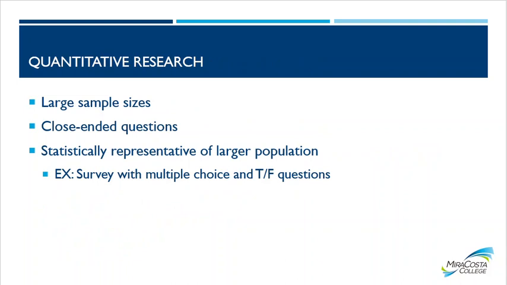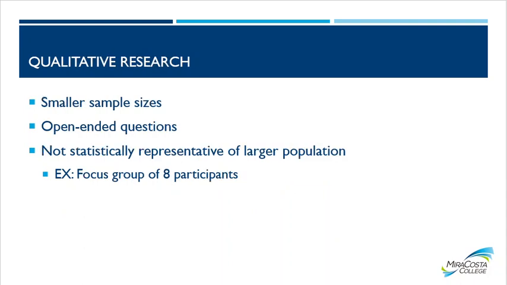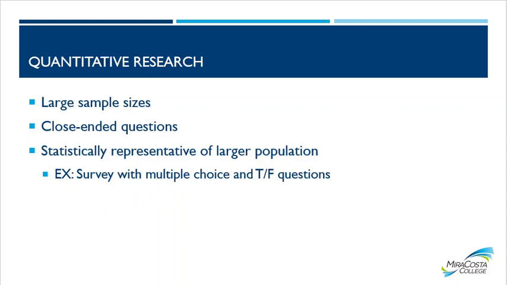Now I'm going to explain to you between quantitative and qualitative. So these are pretty important slides here. Quantitative research, large sample sizes, close-ended questions, statistically representative of a larger population. An example would be a survey with multiple choice and true or false questions. That's quantitative research. Qualitative research is smaller sample size, open-ended questions, not statistically representative of larger population. An example of this would be a focus group of maybe 8 participants or less. So qualitative versus quantitative.